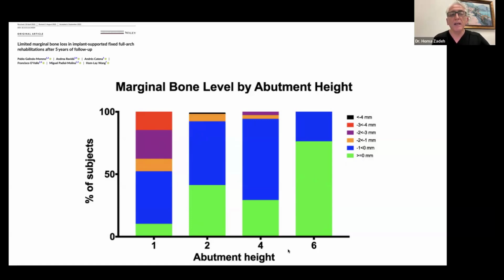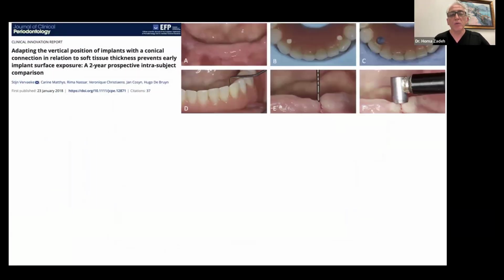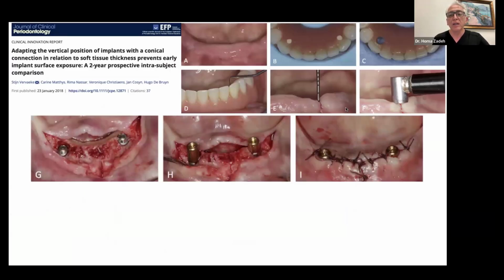So abutment height seems to be very important, and this has been correlated with the tissue thickness. In this study, they measured the tissue thickness actually with the periodontal probe as well as ultrasonic, and they did find that the tissue thickness is very important and relates to the stability of the bone. The other factor that seems to be very important is the 3D positioning of the implant.